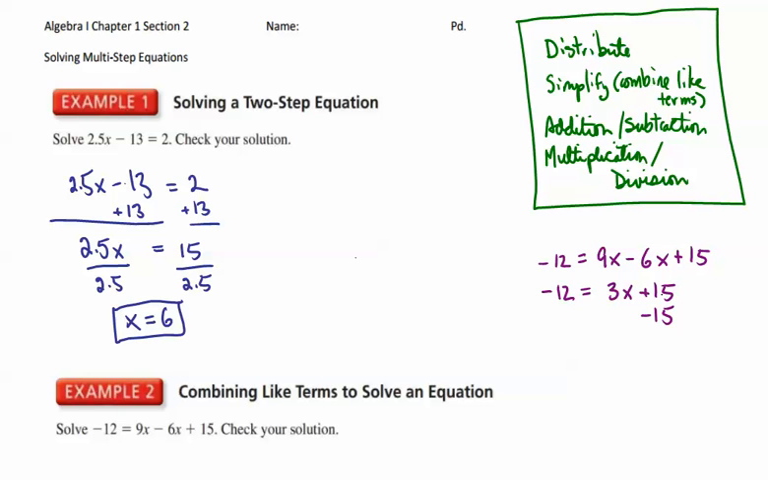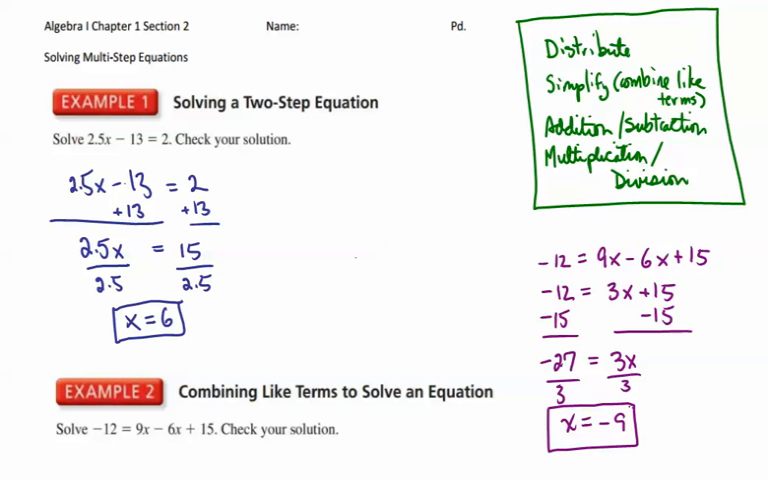Then we're going to use our properties of equality, subtraction and addition before multiplication and division, and that leaves us with 3x on the right is equal to negative 27 on the left. And remember that negative 12 plus negative 15, or negative 12 minus 15, is equal to negative 27. This is not negative 12 minus negative 15. We then divide both sides by 3, and we end up with x is equal to negative 9. So these are two examples of multi-step equations that can be solved using the strategies listed in the green box in the upper right corner.